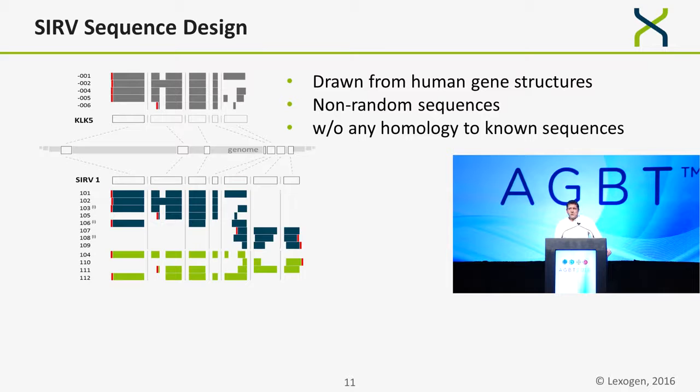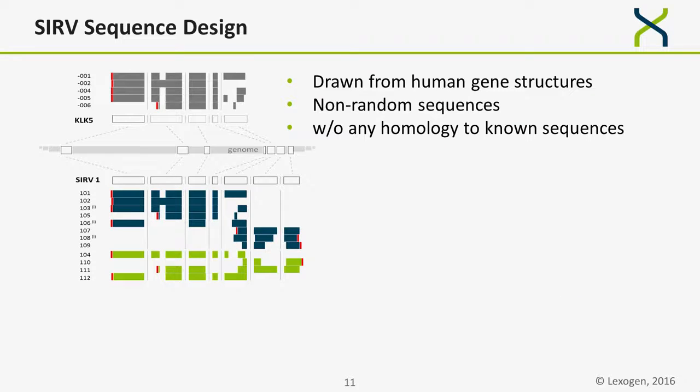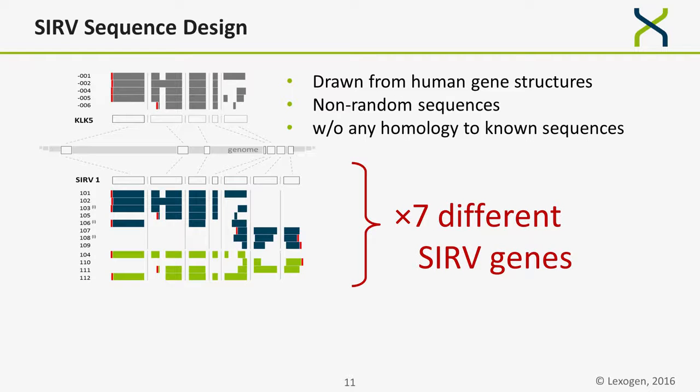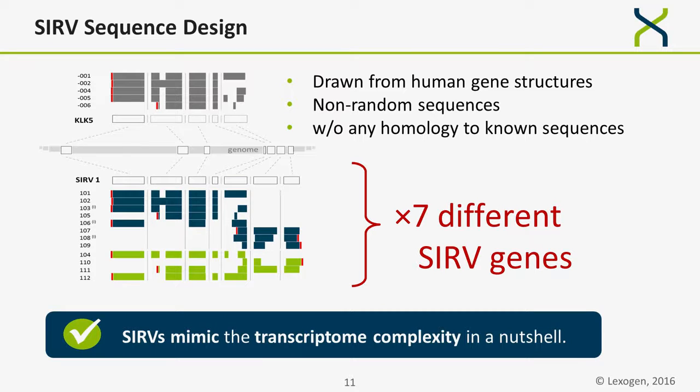SIRVs are modeled on human gene structure. SIRV1, KLK5. You see at the top the gray exon structure of this annotated gene. This is rebuilt in SIRV1. We added additional features, in this case, an overlapping gene region and antisense transcripts. All this is built in, times 7, in the 7 genes you have. This allowed us to mimic the entire transcriptome complexity in a nutshell.